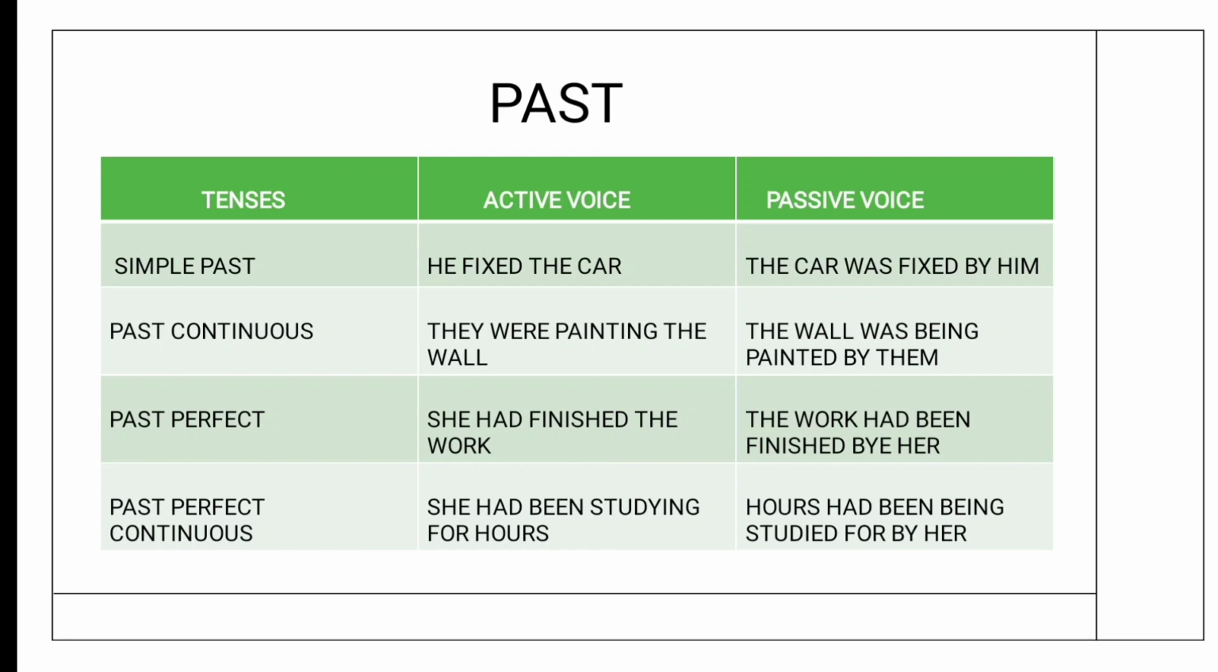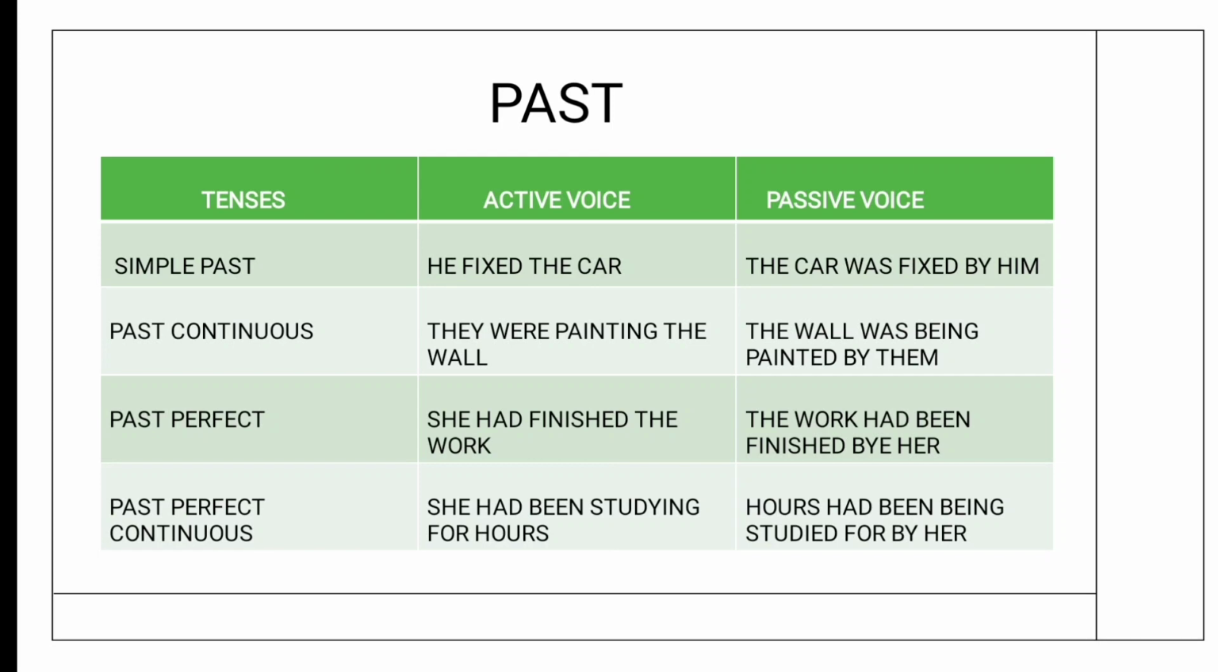The car was fixed, where the V2 form fixed will convert into the V3 form fixed. It is the same: fix, fixed, fixed. The V3 form of fix is also fixed. Then we have to add by. We added by here. Then the subject he in the active voice will become him in the passive voice, the object.